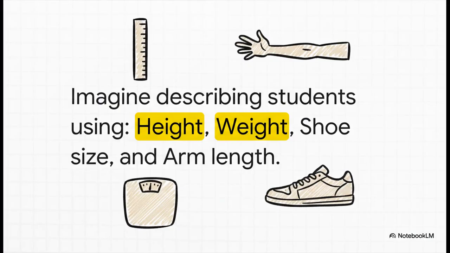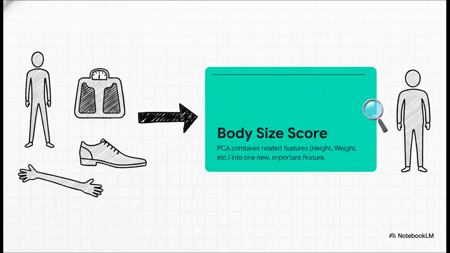Let's use a really simple example. Let's say you're describing a bunch of students, and for each one, you measure their height, their weight, their shoe size, and their arm length. Okay, so you've got 4 separate features. But you'd probably notice pretty quickly that all these things are kind of related, right? A taller person is probably going to weigh more, have bigger shoes, and longer arms.